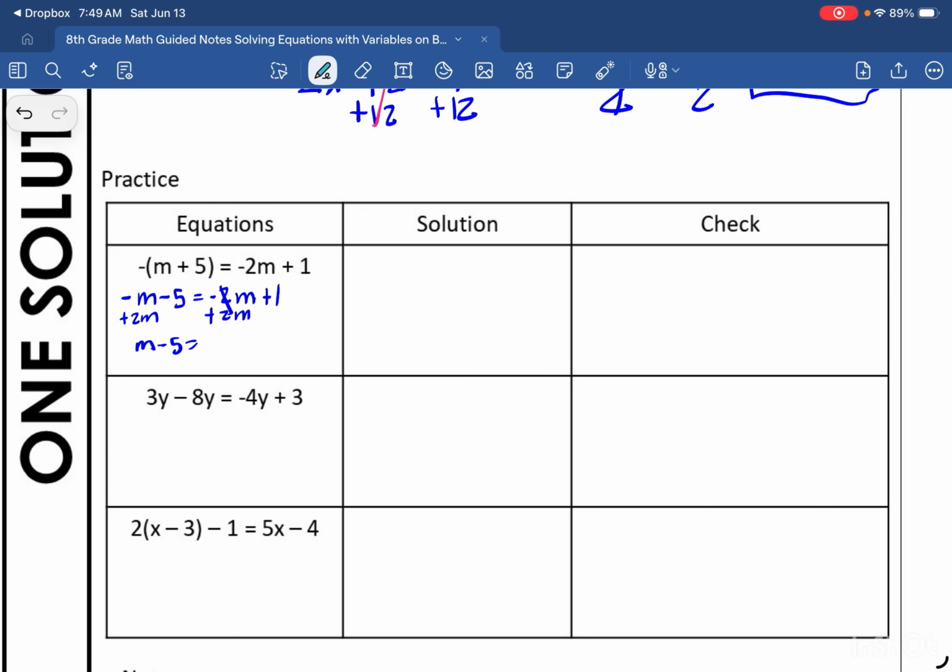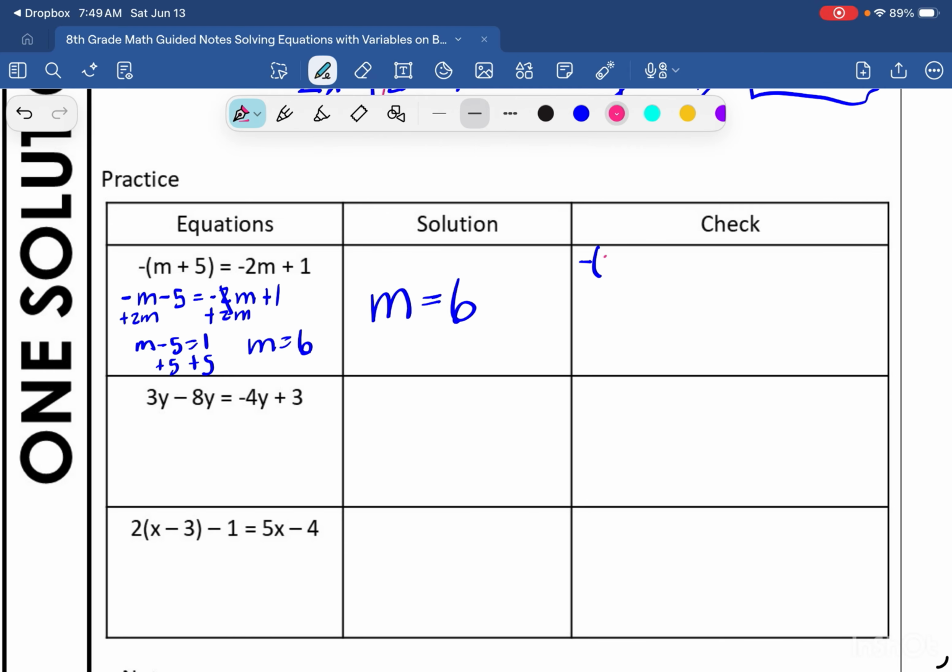That cancels, equals 1. Adding 5 to both sides, that gives me m equals 6. Let's check my work. So a negative, and then inside I have my m, 6 plus 5. Does that equal negative 2 times 6 plus 1? So a negative 6 plus 5 is 11. So negative 11. Negative 12 plus 1 is also a negative 11. So yes, that checks out.